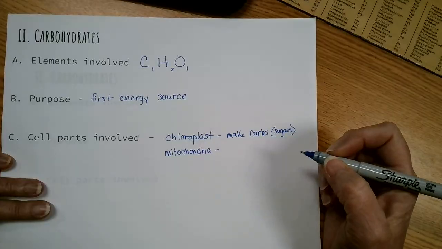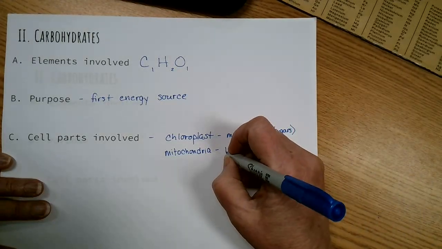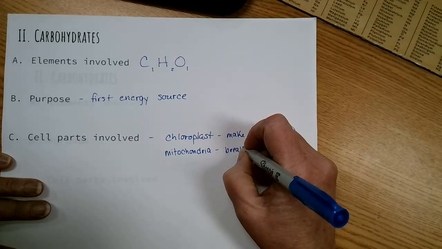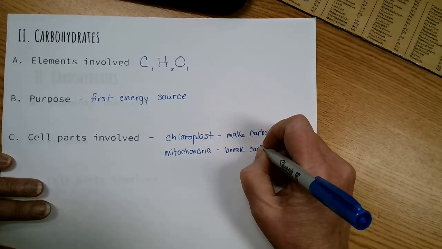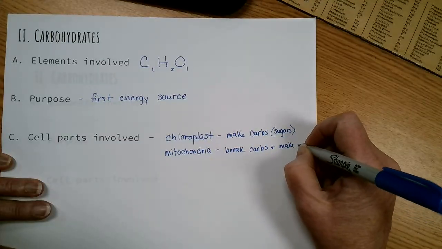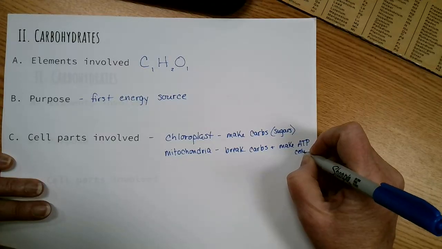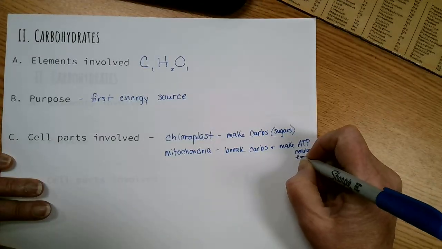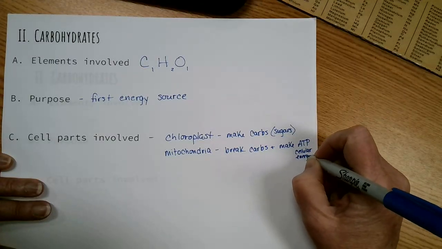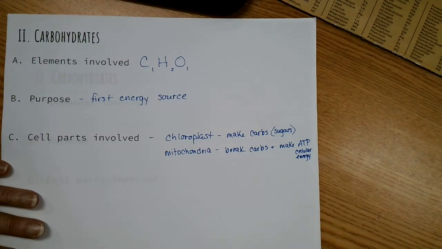I know you always think of the mighty mitochondria, the powerhouse of the cell. Well, they break carbs down and make ATP, which is actually cellular energy. It's as if our mitochondria are like Mr. Fusion. You put food into your body and Mr. Fusion would change it into a fuel that's useful.